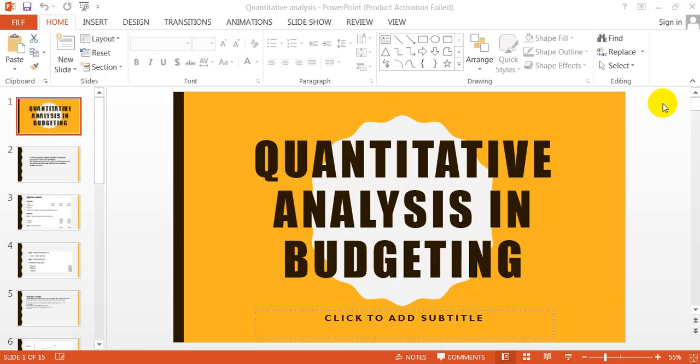So quantitative analysis in budgeting has two components. There is the high-low method and the learning effect. So start with the high-low method.